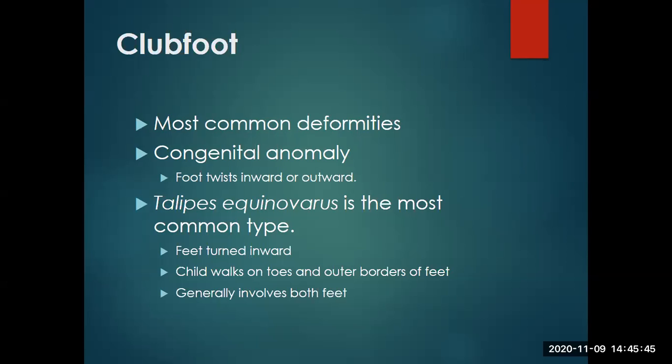The talipes equinovarus is the most common type that you will see in clubfoot. You'll see the feet turn inward. The child walks on the toes and outer borders of the feet. And this generally involves both of their feet.